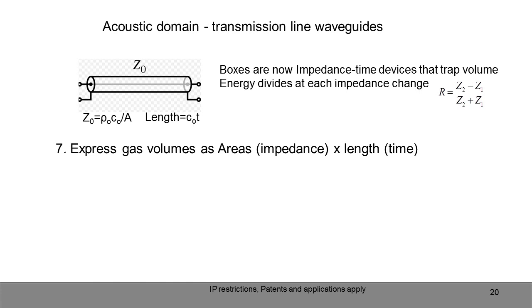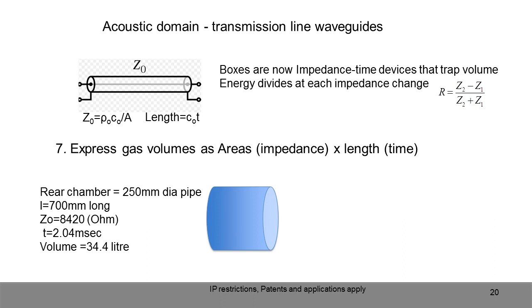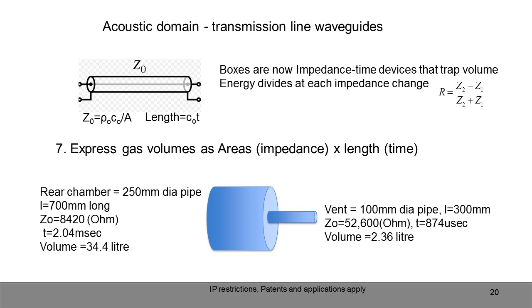Here's an example, a tube, 250 millimetres in diameter. You probably haven't thought about this before, but it's a tube. It's 700 millimetres long. It's 250 millimetres diameter. Its characteristic impedance, when you work out the maths, is 8,420 ohms. It's not like your electrical days where you had 300 ohms and 70 ohms and all that. You come up with really good impedances. And it's got a time of propagation of 2.04 milliseconds. When you multiply that by that, you end up with a volume of 34 litres. I put it into another one. Same thing, much smaller tube, much higher impedance. Shorter time, shorter tube, smaller volume.